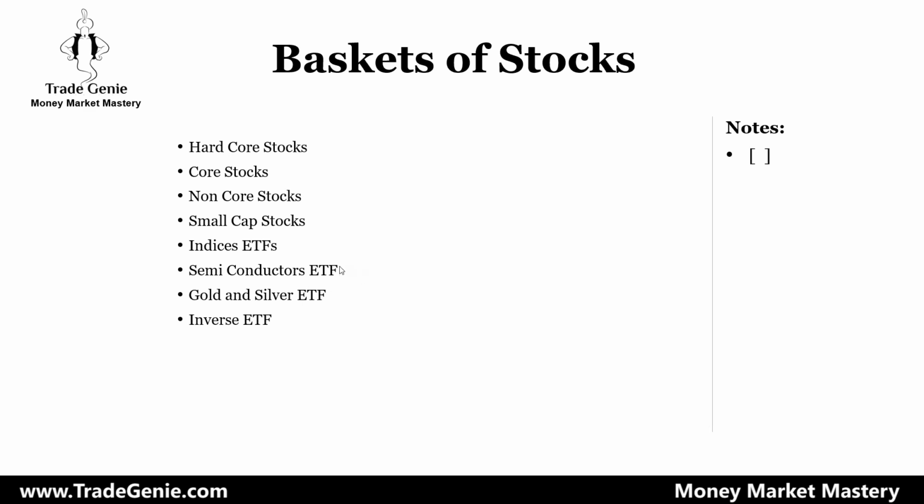So the ETFs representing some kind of broad market. I also trade gold and silver ETFs. Anytime the news comes out and gold and silver are moving, I immediately have a basket and I can look at my gold stocks and say, okay, out of all of these, which one is looking good? So this is a basket of stocks.